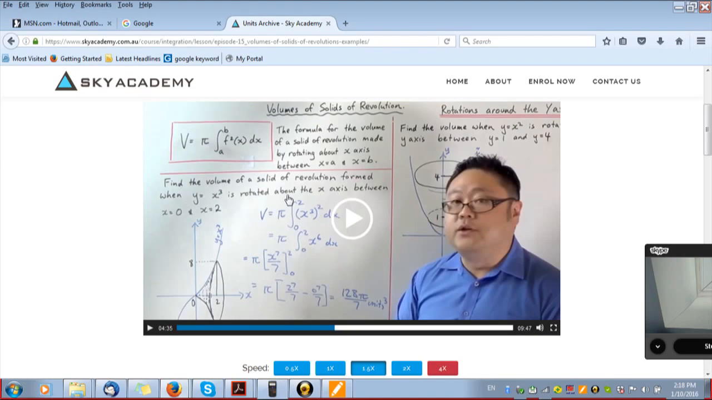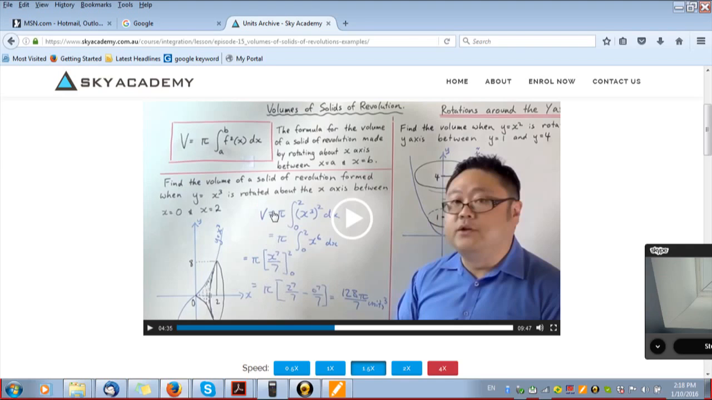But in terms of finding the volume, how is it different from finding the area? What do we have to do that's different? Add the pi. Add the pi, or multiply by pi. Yep. And then square the function before you integrate. Yeah.